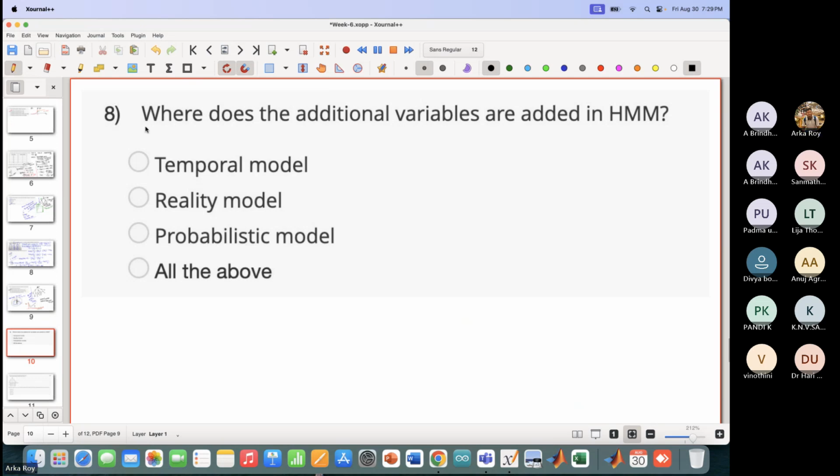Okay. So the next question asks where the additional variable is added in a hidden Markov model. Again, in this week's lecture, if you have seen the hidden Markov models class, Professor MKB gave an example for speech signal analysis, or temporal data analysis. Over there, the hidden Markov model had a structure like this.